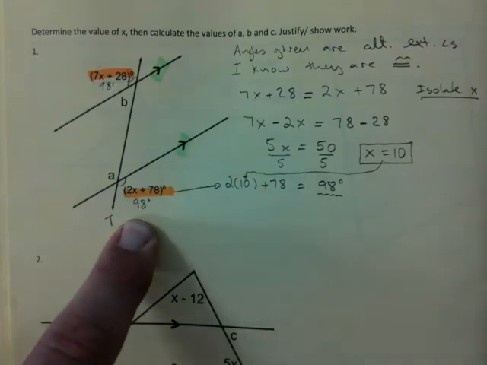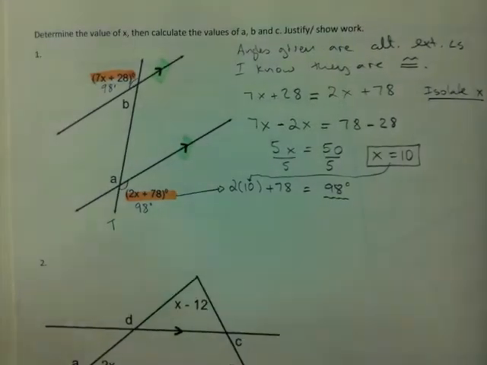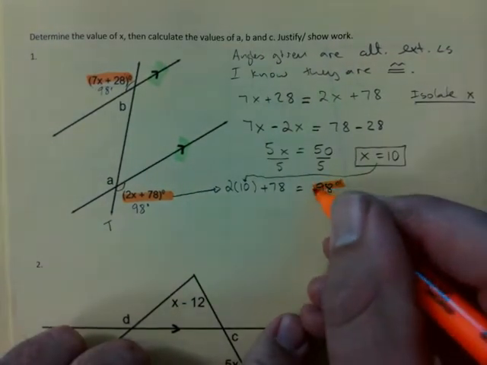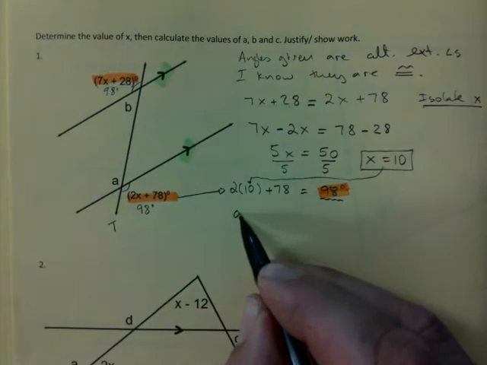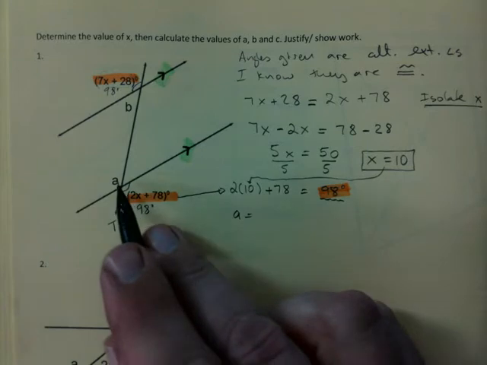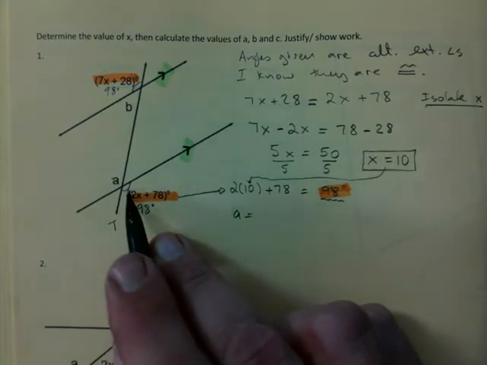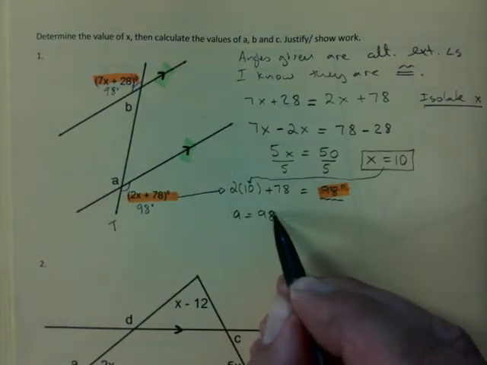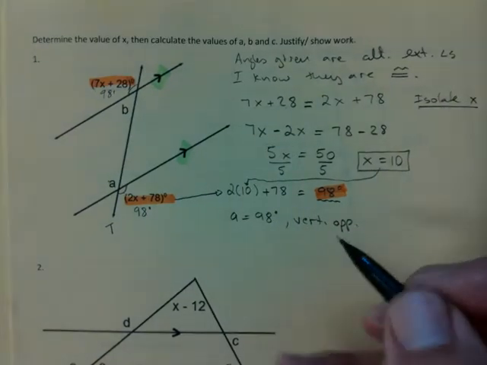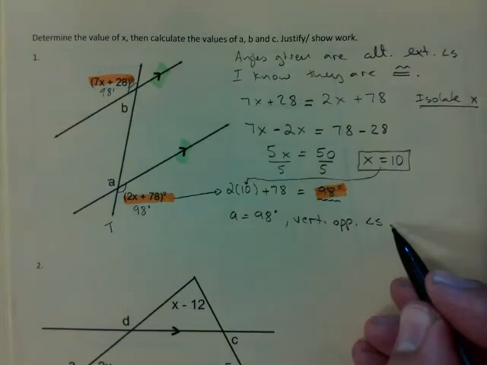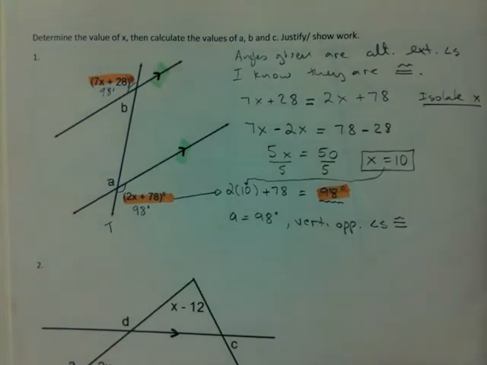Now that you have this, I'm going to highlight that. Now that you have the 98, you can solve. It's almost like now it's back to what we were doing up until now. So angle A would be, what are these two? Vertically opposite, and we know they're the same. So you just go vertically opposite. I feel like you are on the right track. You're getting it.